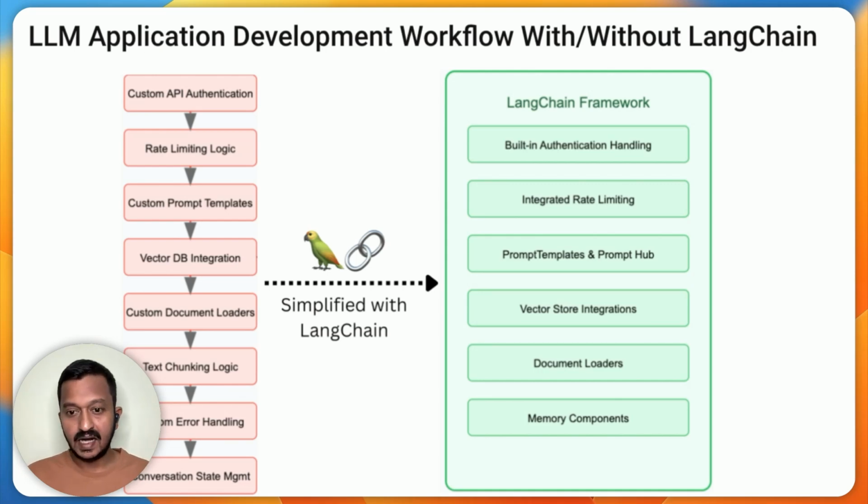Built-in authentication handling, integrated rate limiting. There are prompt templates, vector store integration, document loaders, memory components. All these things are easily managed using LangChain. So your developers don't have to worry much about how to build AI applications now. Now, since we have LangChain, it's very easy, right?